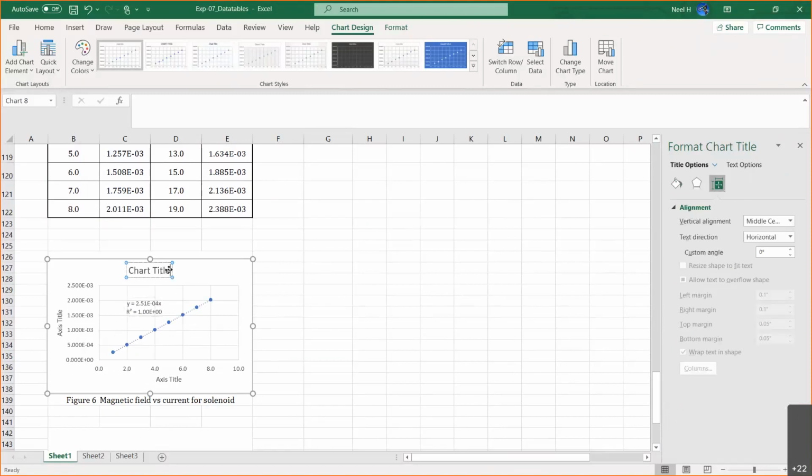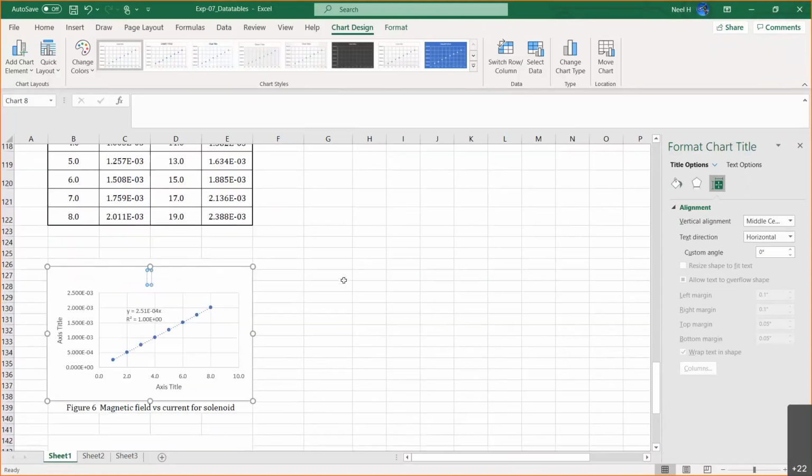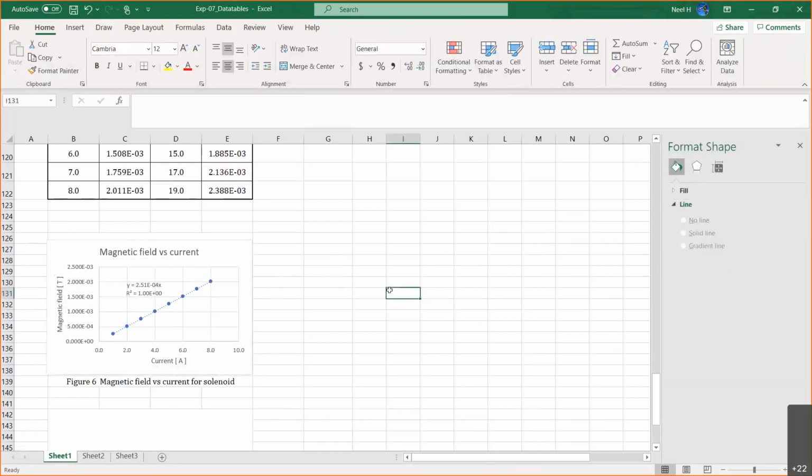Axis titles and the chart title, let's include those. Chart title, this should be magnetic field versus current. And the axis title right here, the x-axis is the current, unit amps, and then the y-axis should be magnetic field, unit Tesla. Okay, guys, any question? Everybody okay with that?